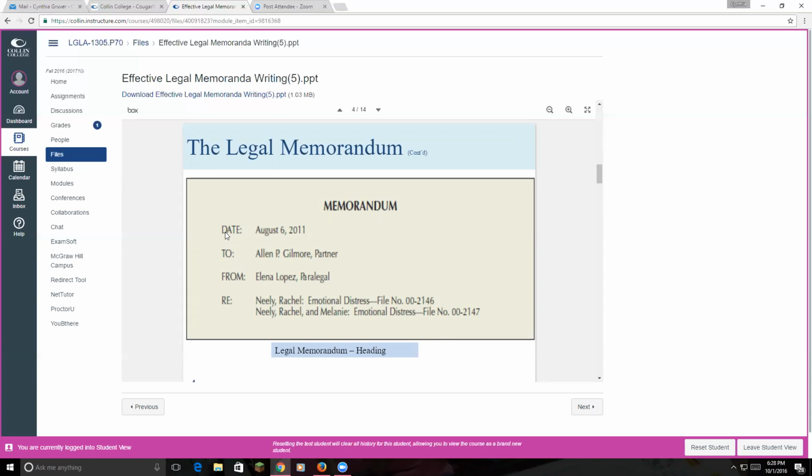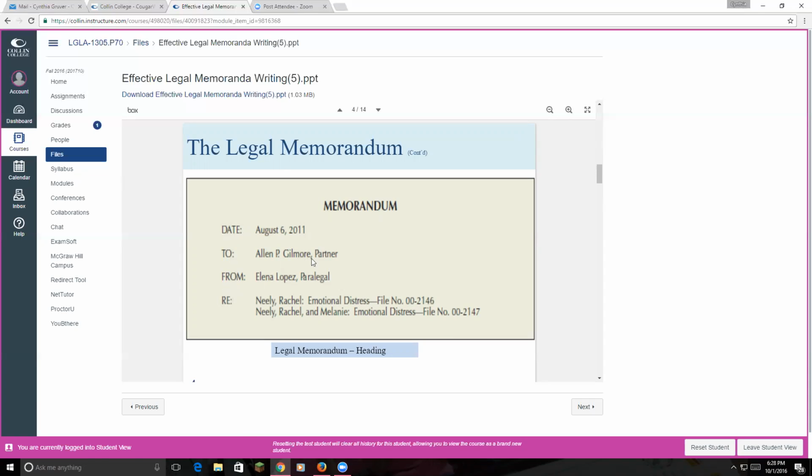Next thing is how the order of these items are. This is kind of an unusual order. In my experience, the date is usually going to be right above the re line. So we'll start with the to, then we'll have the from, then we'll have the date, and then we'll have the re line. So let's talk about to. This is who you are writing the letter to.